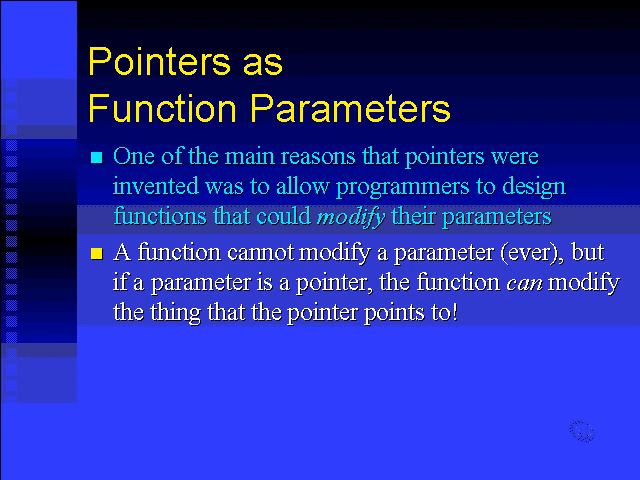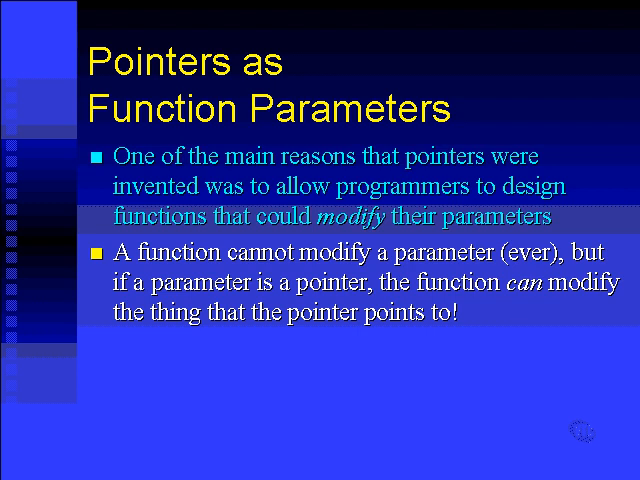If you pass in a pointer, it can't change the pointer. But if the parameter is a pointer, the function can modify the thing that the pointer points to by simply using the asterisk operator. Remember that? The asterisk operator? The thing that the pointer points to, you can change that. You can't change the pointer, but you can change that.